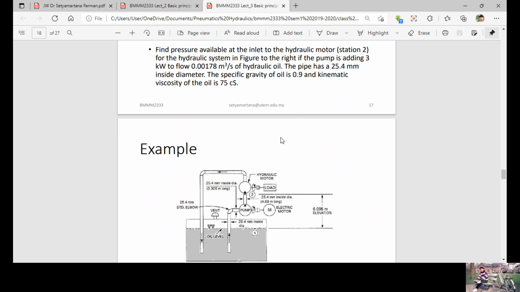And then it is mentioned that the flow rate is 0.0017 meter per second square. And then we are given the inner diameter of the pipe, 25.4 millimeter. Of course, from these given parameters, we can calculate the velocity of the oil in station 2 here.